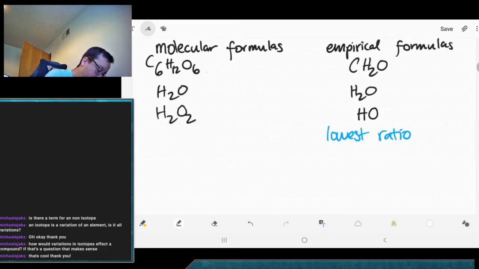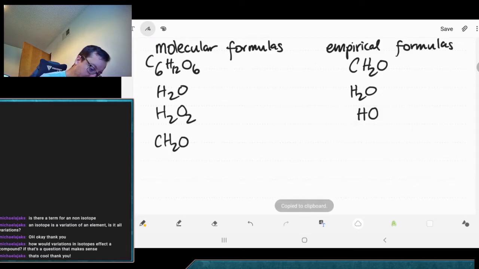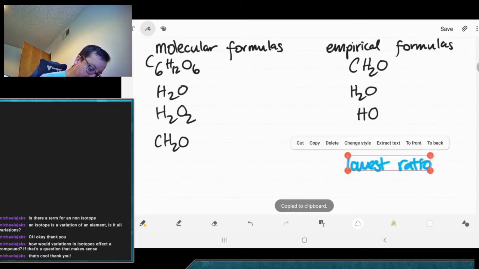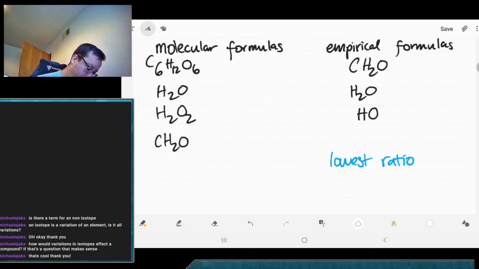Notice that another one we have, that's formaldehyde there. Its empirical formula is also CH2O. So things can definitely have the same empirical formula. We're going to see that, in fact, carbohydrates in general typically have the same empirical formula as each other. And there's hundreds of different carbohydrates.